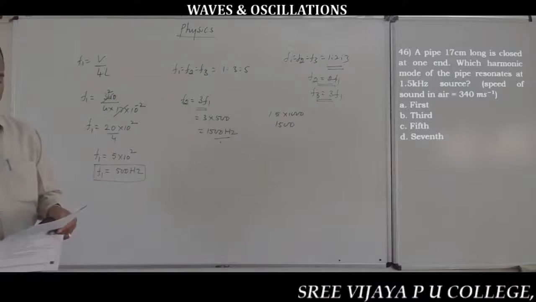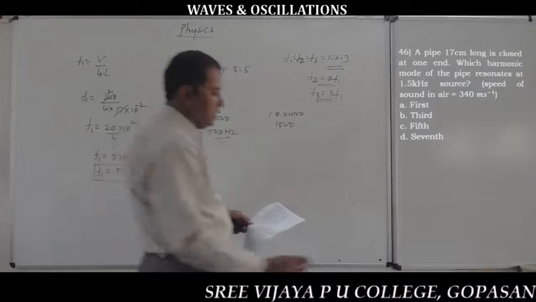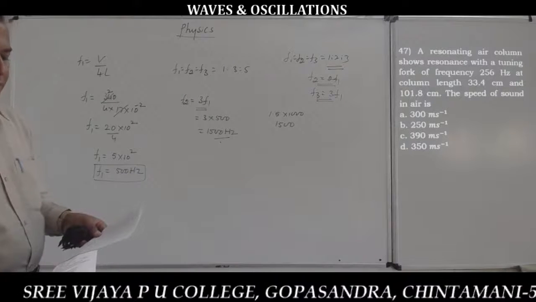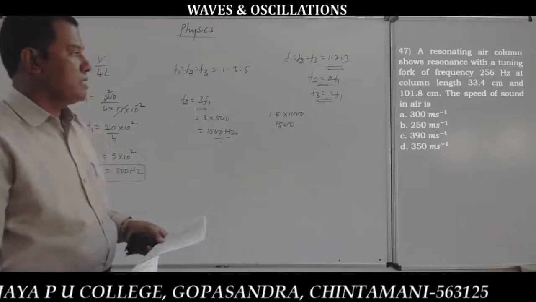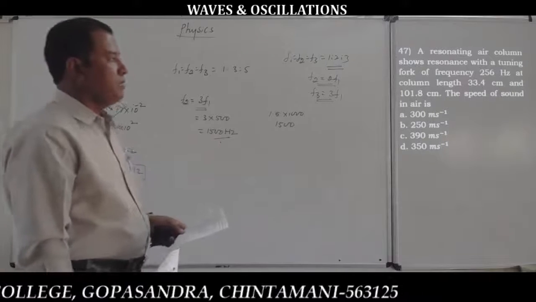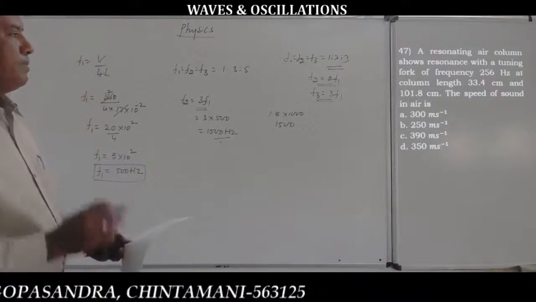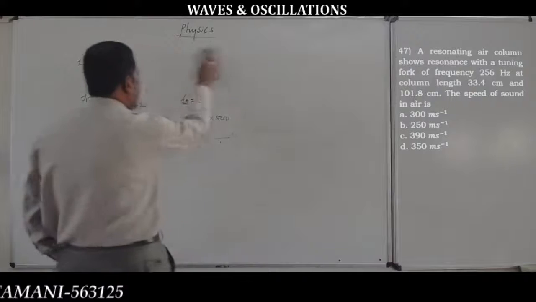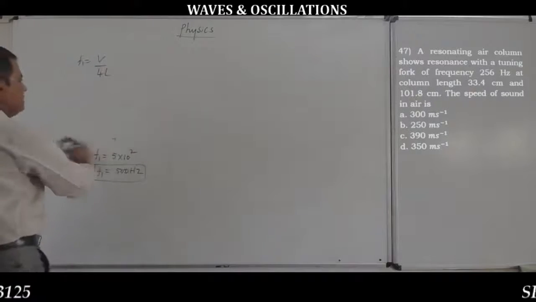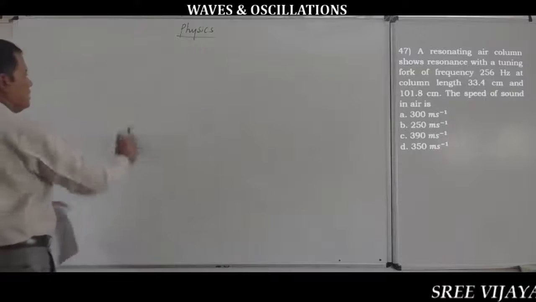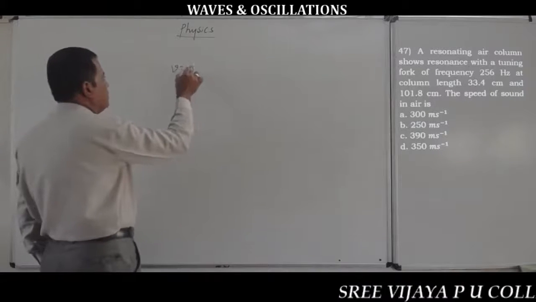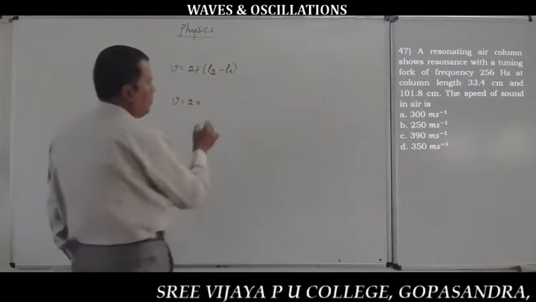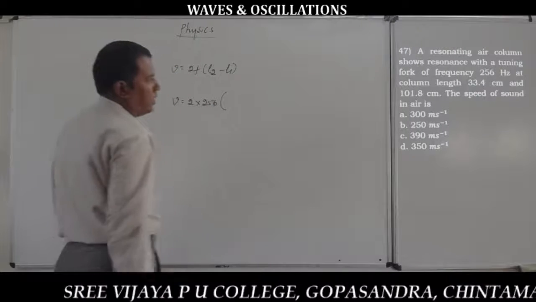Question number 47. A resonating air column shows resonance with a tuning fork of frequency 256 Hz at column lengths 33.4 centimeter and 101.8 centimeter. The speed of sound in air is? Generally, this equation will be used in the laboratory to find the velocity of sound. That is the resonance column experiment, which is given by the relation V is equal to 2F into (L2 minus L1). V is equal to 2 into 256 into L2.